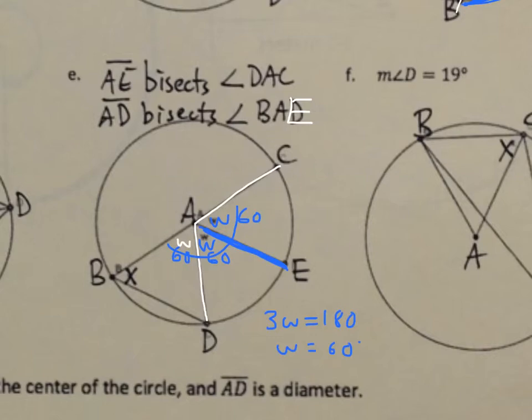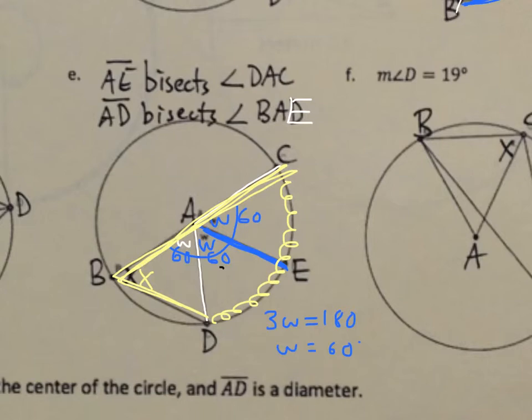And now I'm trying to find out angle X. Let me highlight that with a different color. I'm looking for this angle right here in yellow. If I could find out what this is worth on the circle, I'd be all set. And there's a way to get that.